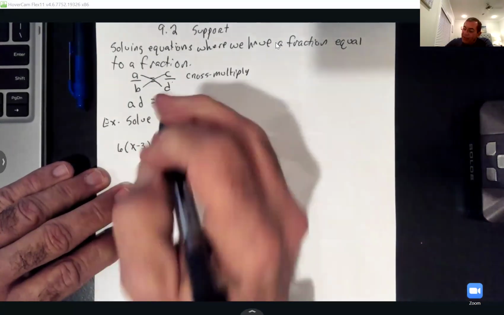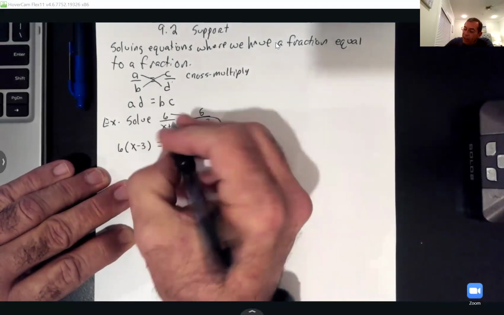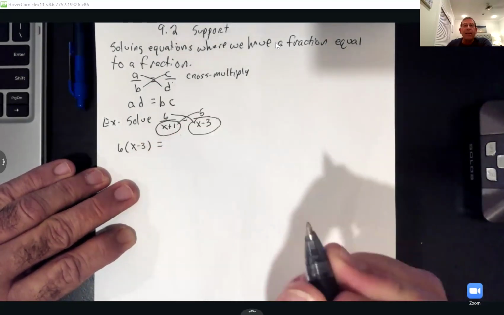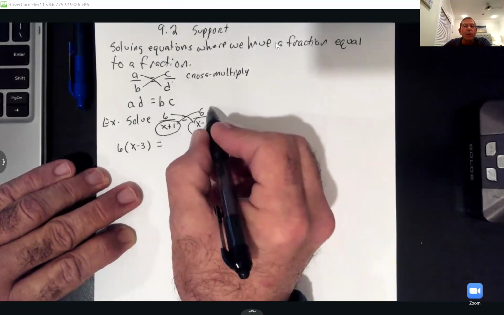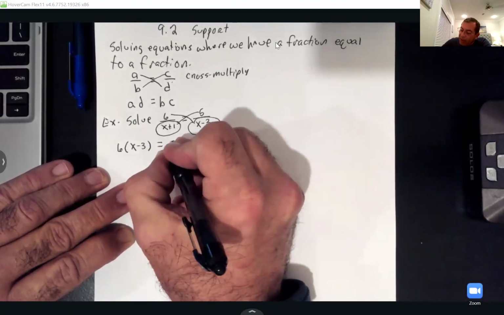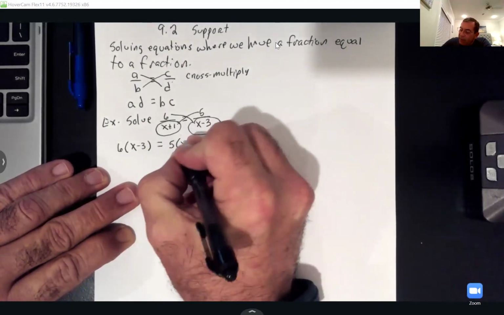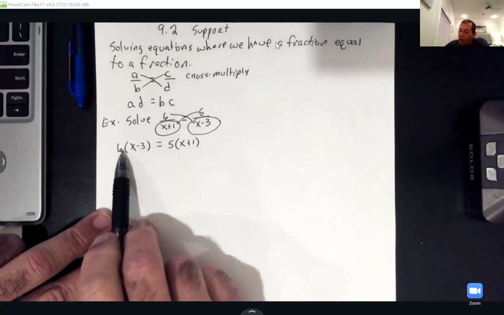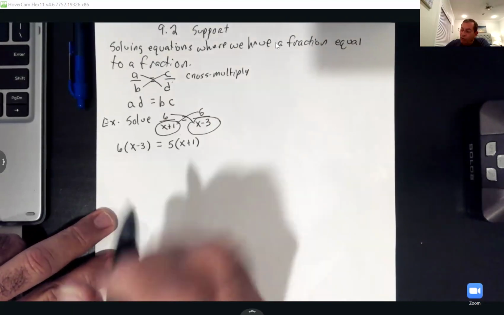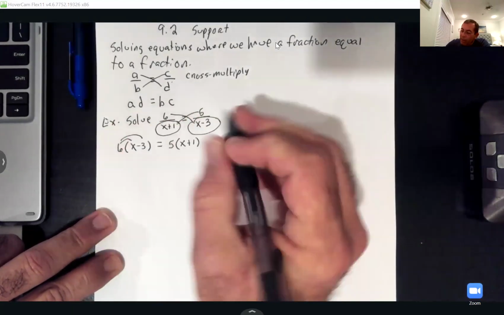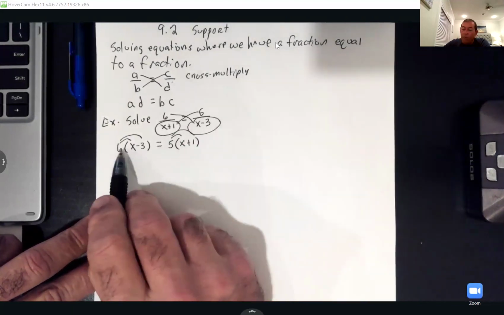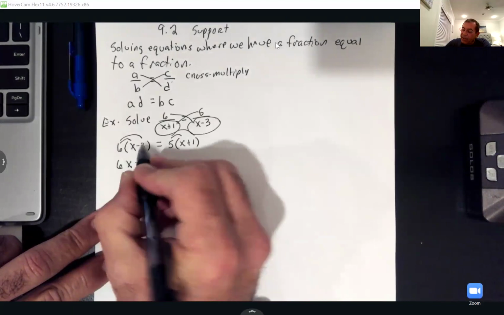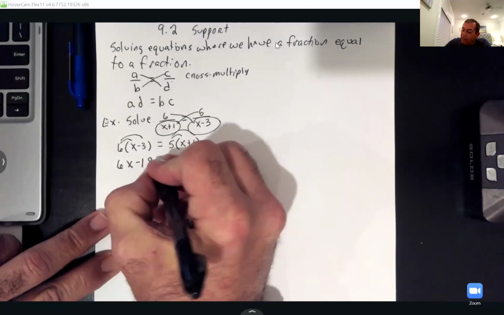So that gives me my left side. That's going to equal this x plus 1 times that 5. So both of these will get multiplied by the 5. So that'll give us 5 times x plus 1. All right, y'all, at that point, get rid of your parentheses by distributing. So over here, I get 6x minus 6 times 3 is 18.